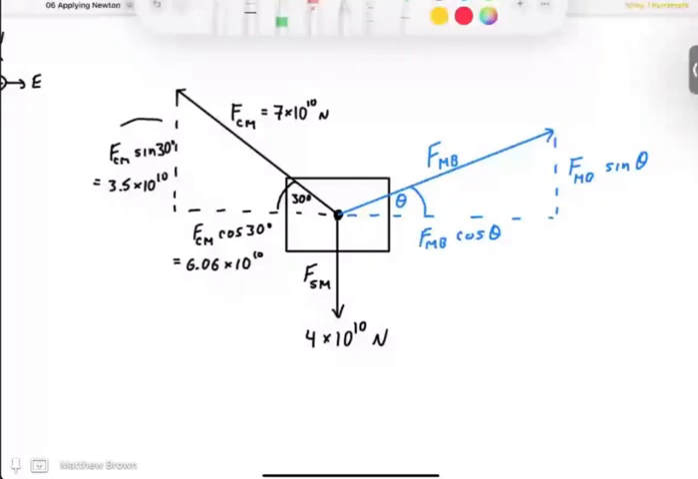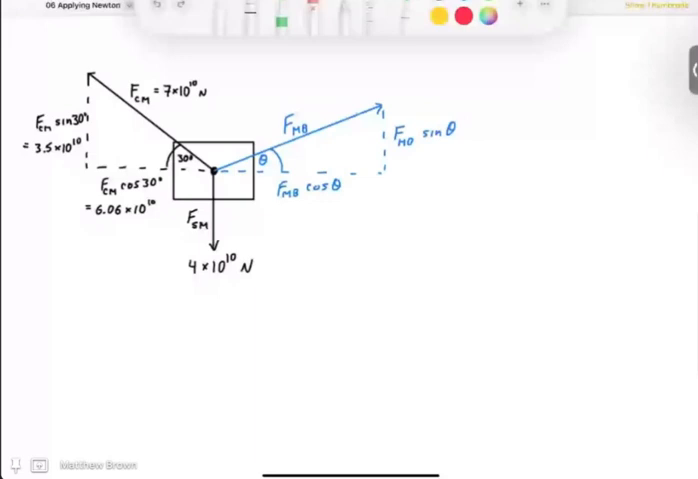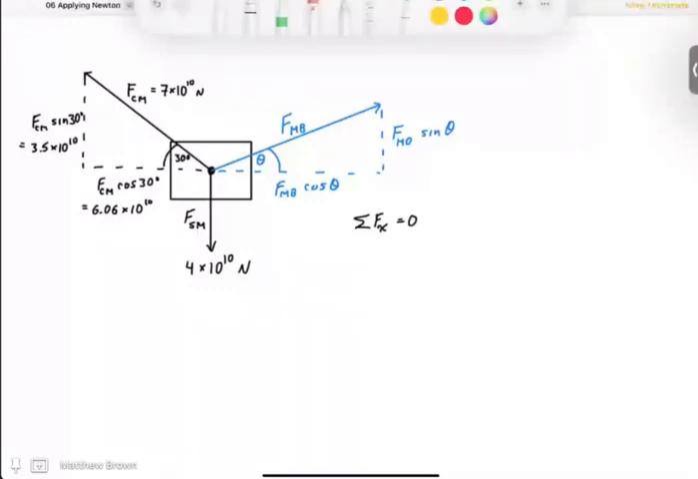So then I would look at, I think I might have enough space here, but let's sum the forces in the x direction, which has to equal 0. And that means negative 6.06 times 10 to the 10 plus FMB cos theta has to equal 0.